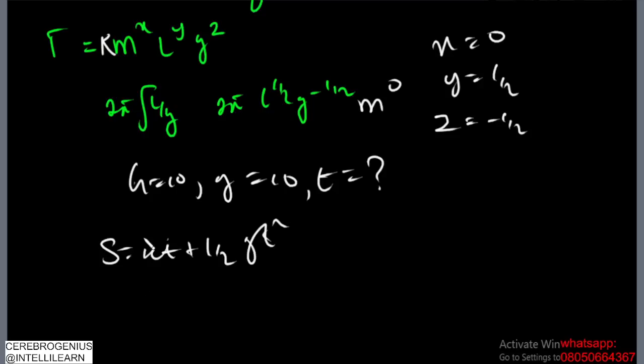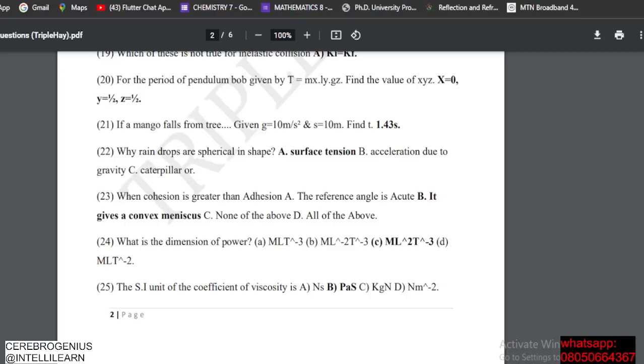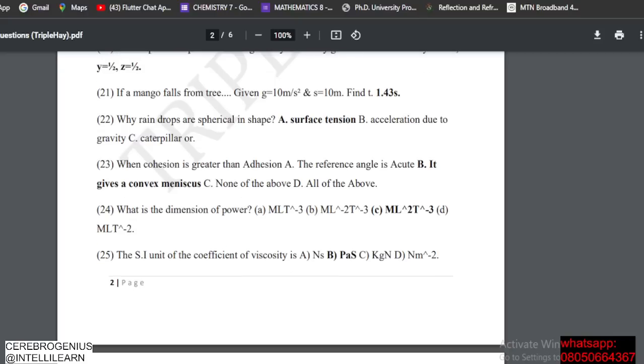It falls from rest, so that means this will be 0. So we are going to have 10 equal to half times 10 t squared. So this will go, we are left with t squared is equal to 2, so t will be square root of 2, which is 1.414. Okay, it should be 1.414.